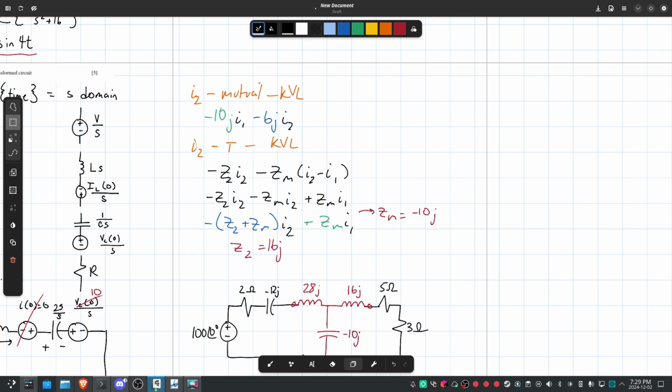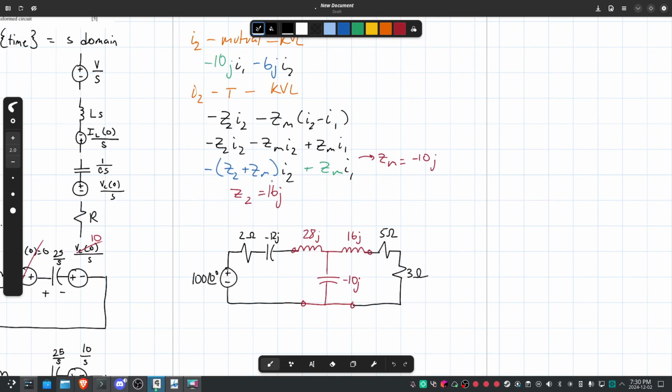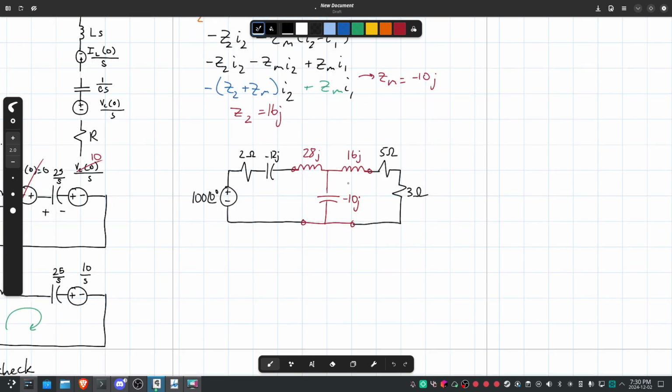So now you just match these up. Again, you can find ZM. These are the same, and knowing ZM, and these are the same, you can find Z2. Z2 plus the ZM, which is negative 10j, is equal to negative 6, 16. And then, once you have found Z1, Z2, and Zm, you fill it in alongside the rest of the circuit.